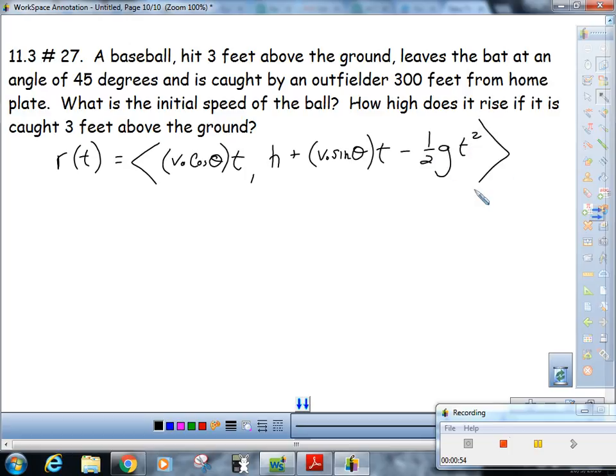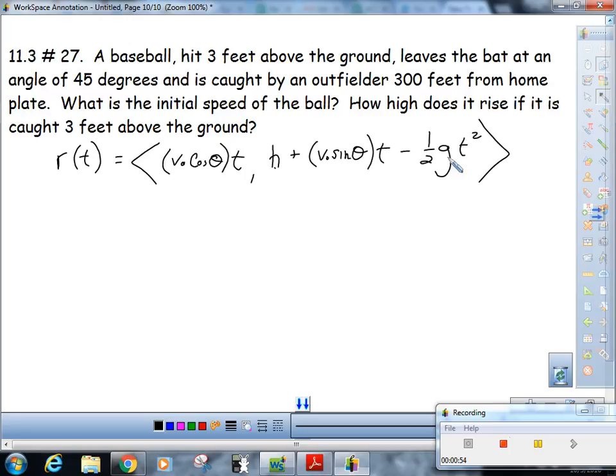That, okay? Where V0 is your initial velocity, involved with both functions. T is the amount of time that the ball was in the air, involved in both functions. And then H is the initial height, and G is gravity. H and G only affect the Y aspect of these functions.